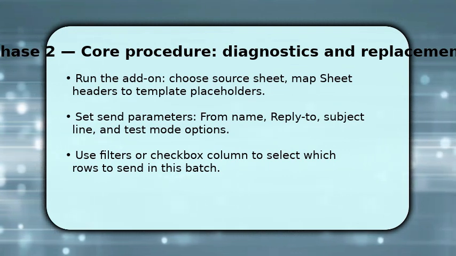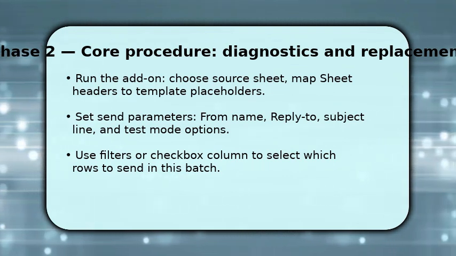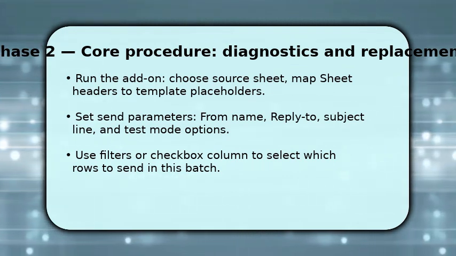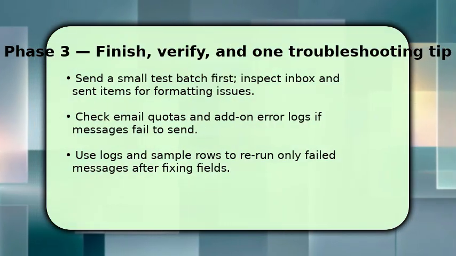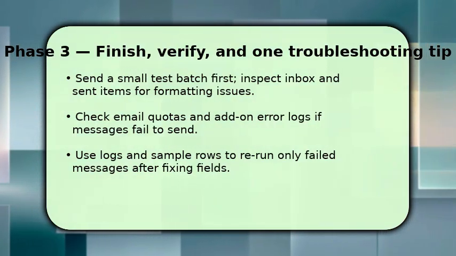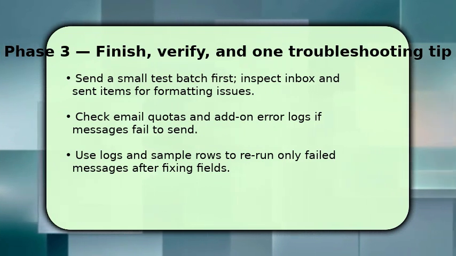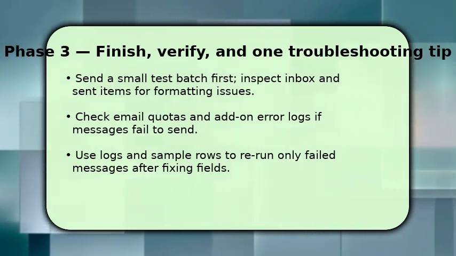After mapping, preview one personalized message to verify formatting and links. You should always send a small test batch first and inspect both the recipient view and your sent folder for formatting, link, and placeholder issues.